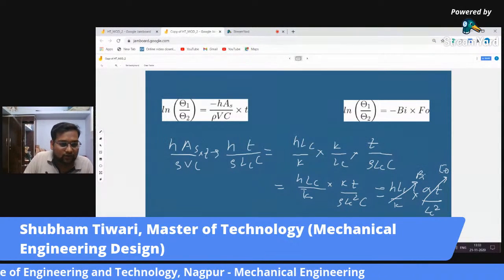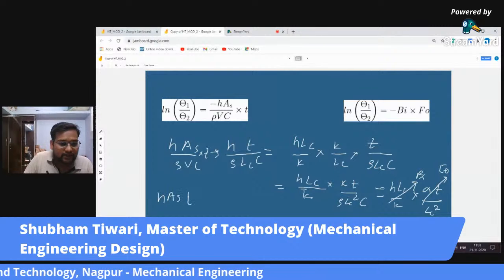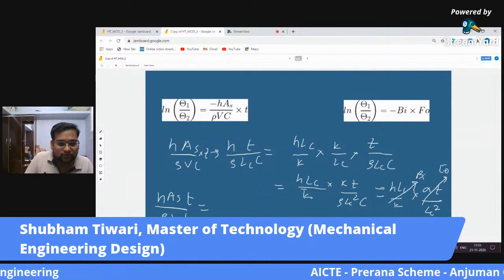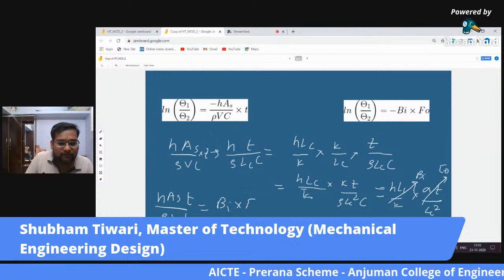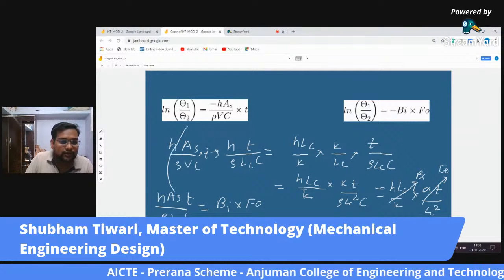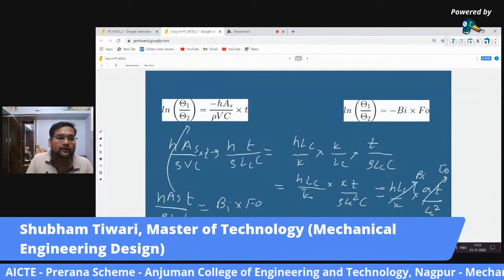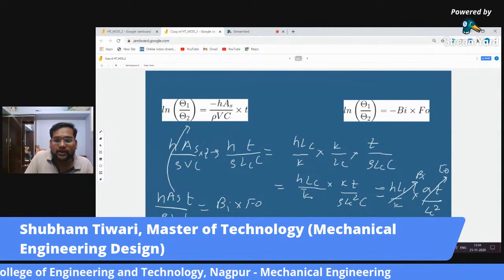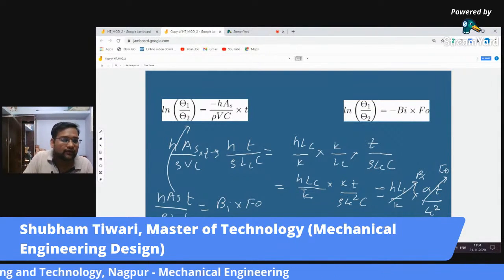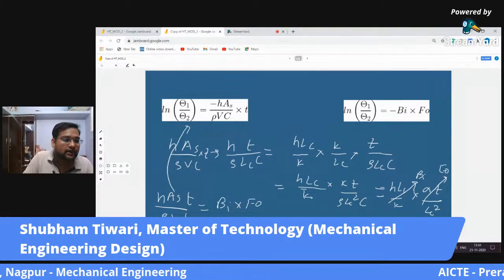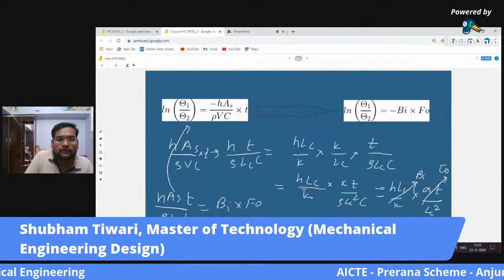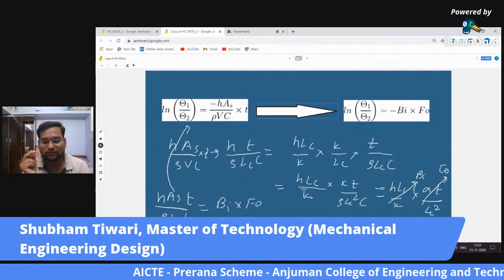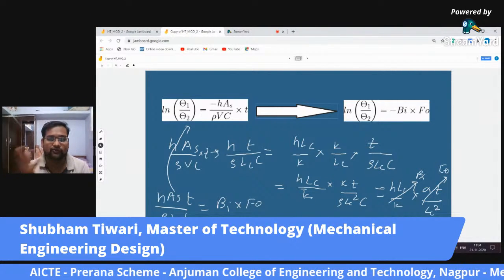Putting this value of hAst upon rho Lc into C equals Biot number multiplied by Fourier number. In this equation, we find out that this entire value can be written as Biot number into Fourier number, and the equation that we have here is something like this. So this is also a very important formula. So the same equation has different forms.